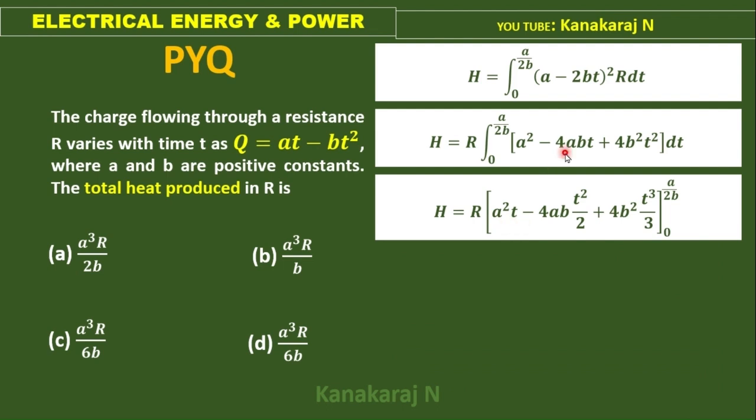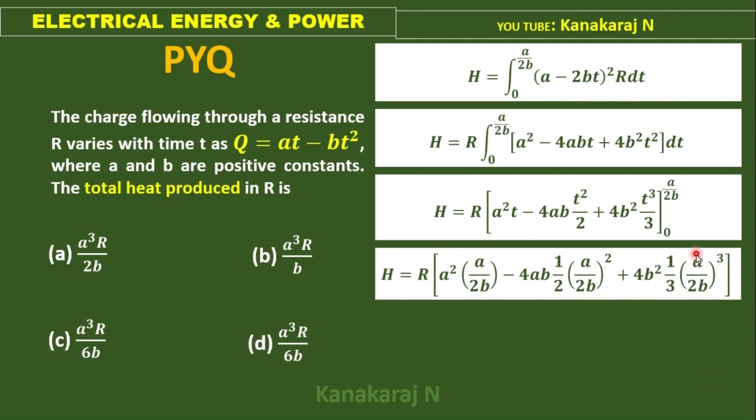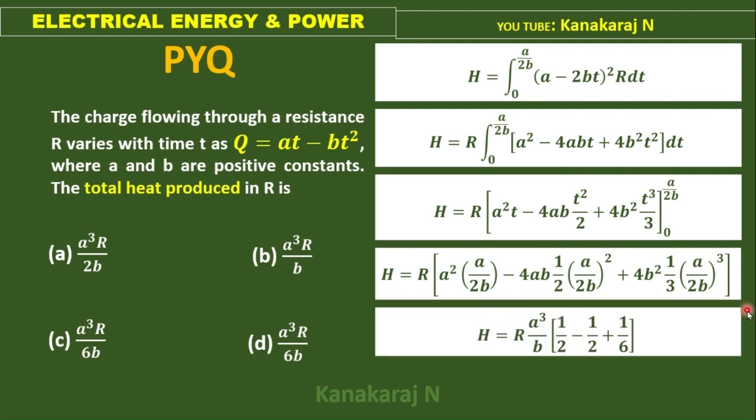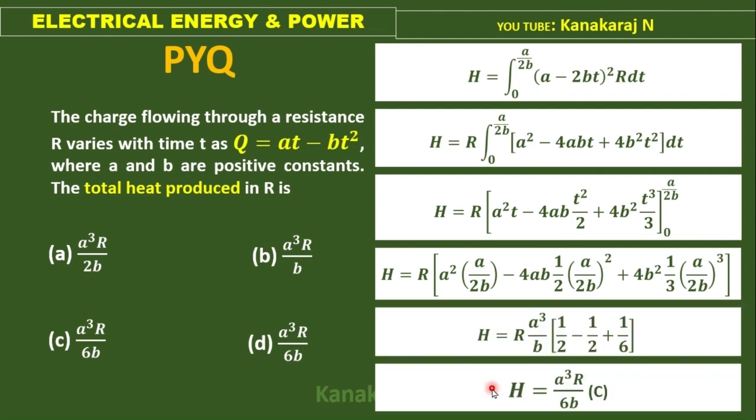Let us integrate minus 4ABt. We get minus 4ABt square divided by 2. When we integrate t square, we get t cube divided by 3. So we substitute upper and lower limit to get the answer. The lower limit is 0, right? H equals R times the terms given. Then simplifying it, we get H equals A cube R divided by 2B. The option C is correct.